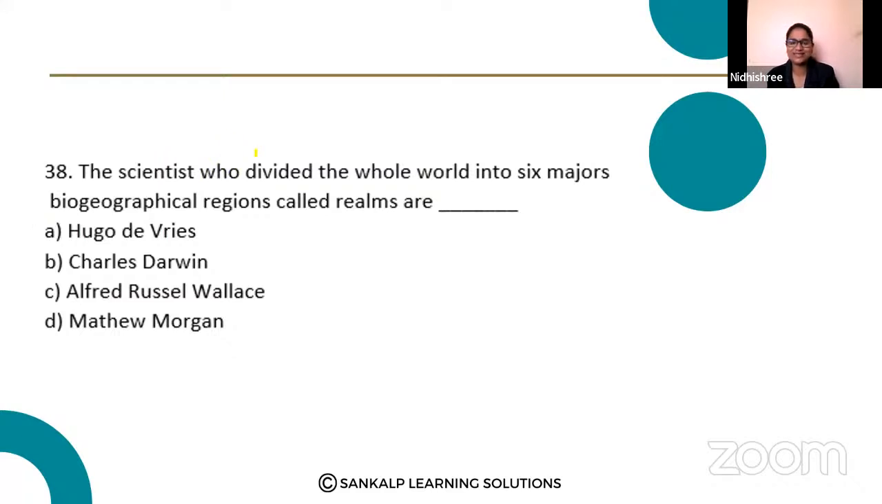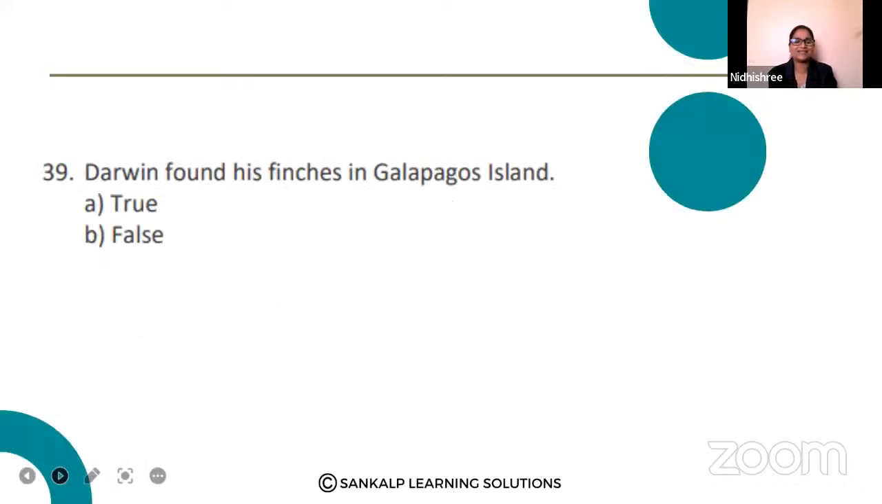The scientist who divided the whole world into 6 major biogeographical regions called realms is: Hugo de Vries, Charles Darwin, Alfred Russel Wallace, or Matthew Morgan. Option C, Alfred Russel Wallace. Right, option C is the right answer.